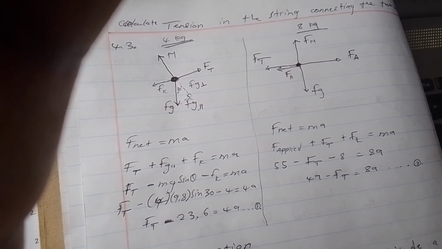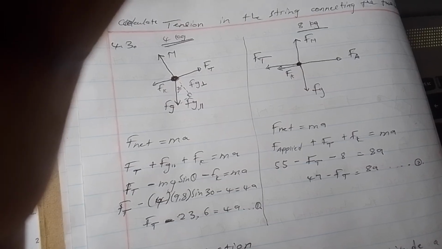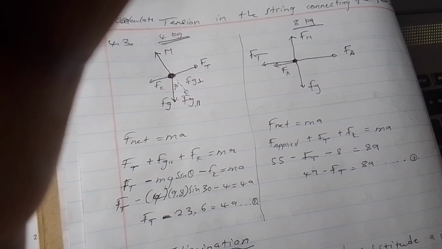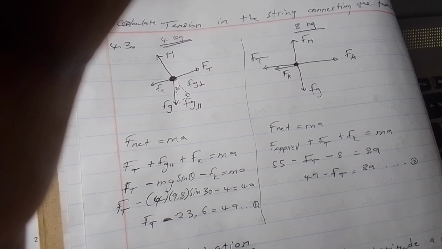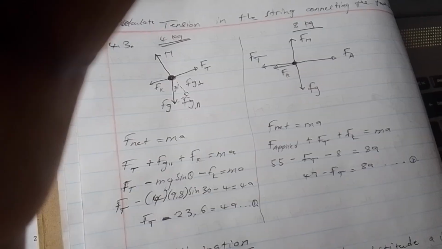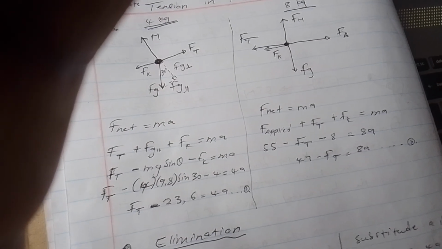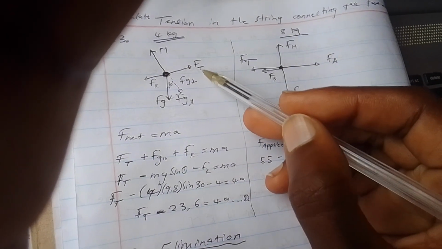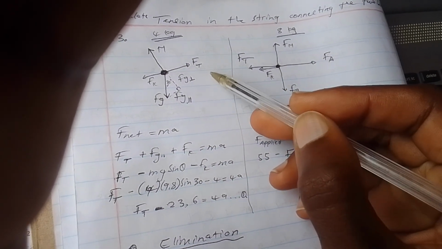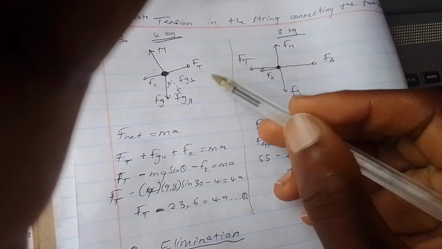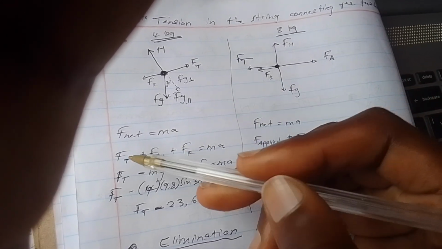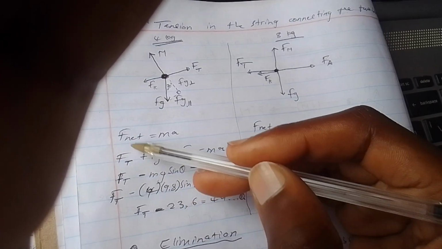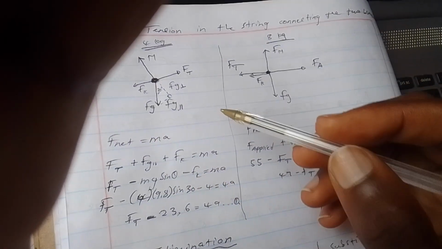Okay, our system is going to the right. So we take all the forces going to the right, the forces that are following the motion, as positive. The forces that are opposing the motion will all be negatives. So on our 4 kg block, we have our FT. It's going to the right, where the system is going. So you will take it and place it here. It will act as your positive.